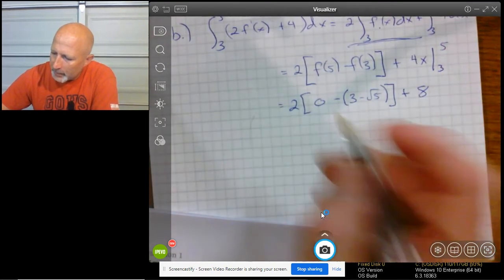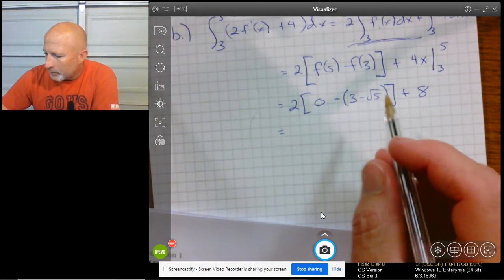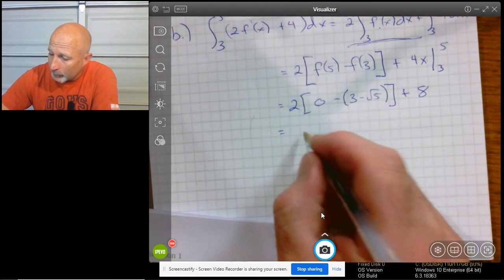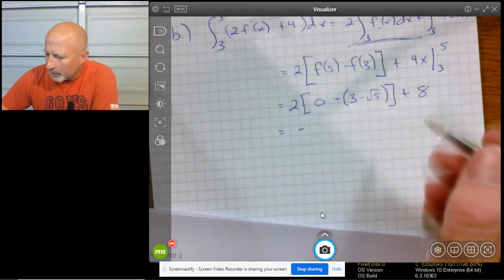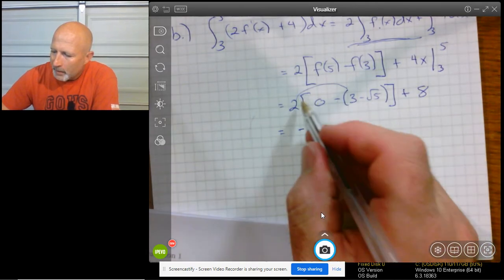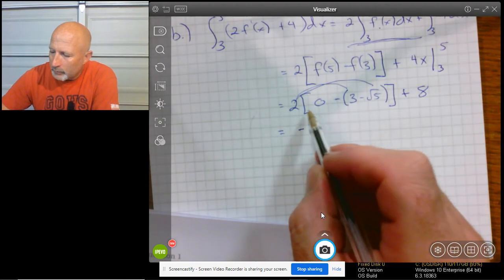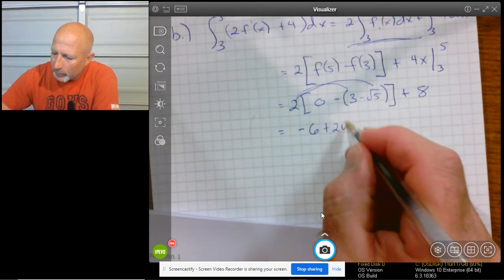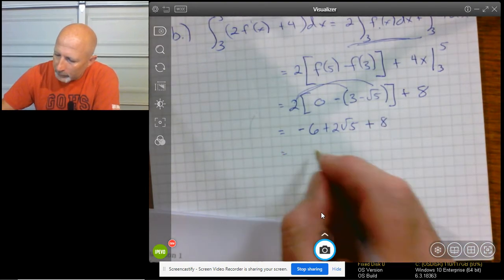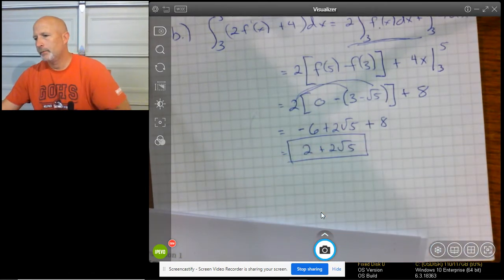Okay, so just distributing that in there. I'm going to have, let's see, 2 minus a negative 3. Sorry, I'm distributing this. So 2 times a negative 3 gives me negative 6. And then 2 times a positive, because the negative times the negative is a positive. So 2 times that gives me plus 2 times the square root of 5, and then plus 8. So this is equal to 2 plus 2 root 5. Okay, so there we are.